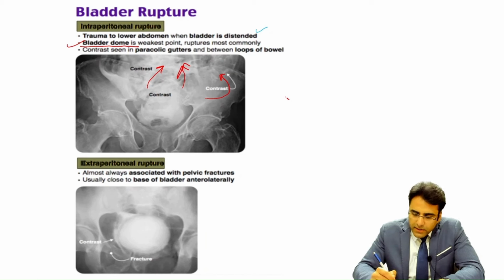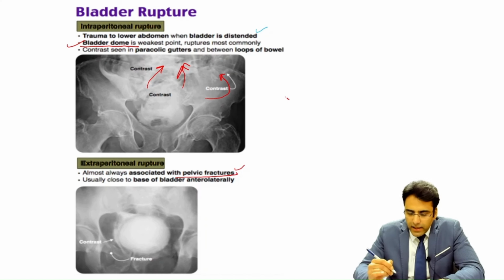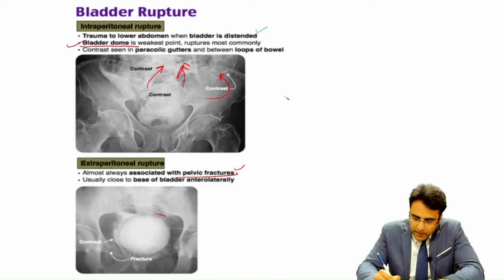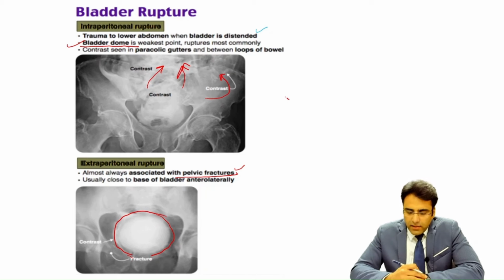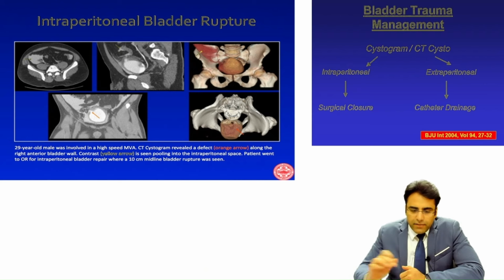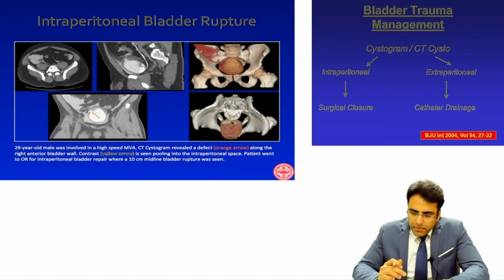It is almost always associated with pelvic fractures, and it is usually close to the base of the bladder in the anterolateral direction. In this, there is no contrast extravasation. It is localized in the extraperitoneal space. Clear? Now, after that, if we see this diagram, you can appreciate there is what?